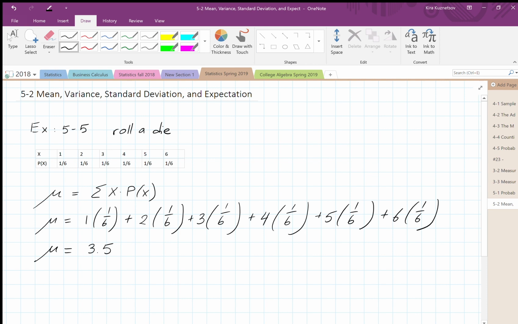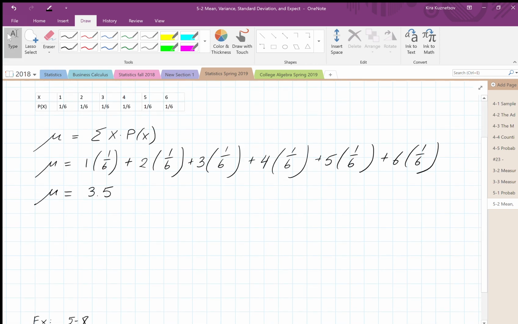Now that's the average. It doesn't mean that you're going to be rolling a 3.5 on your turns, because that's not physically possible. What it means is if you roll 1,000 times or 1,000,000 times, on average, the number is 3.5. Now, in order for me to find standard deviation, I need to go through variance.